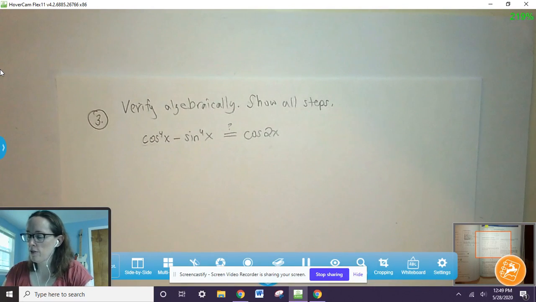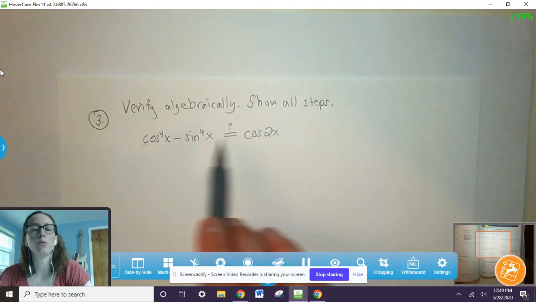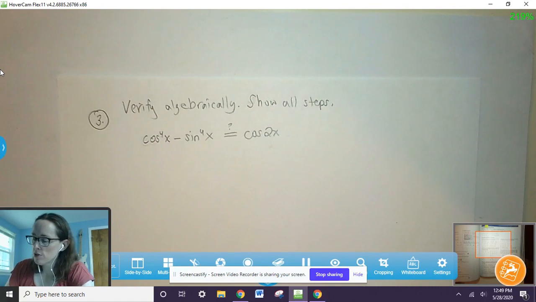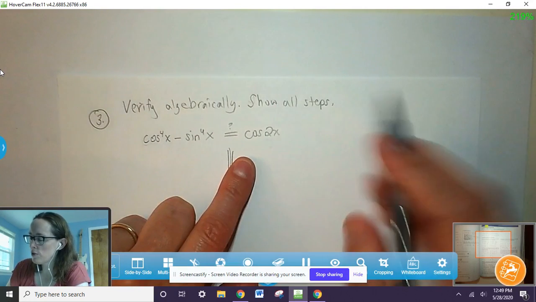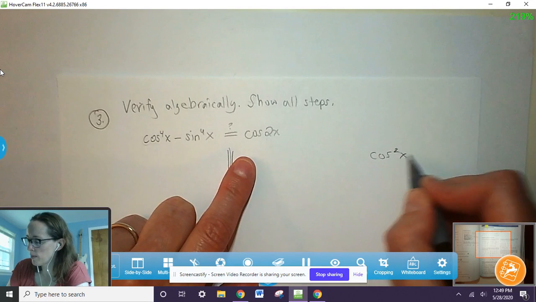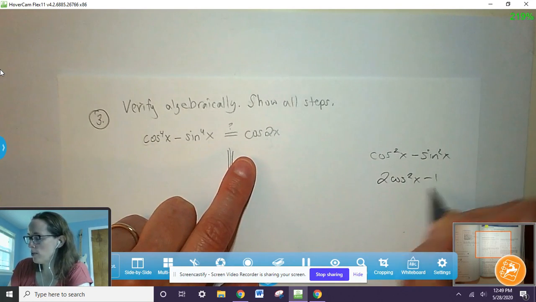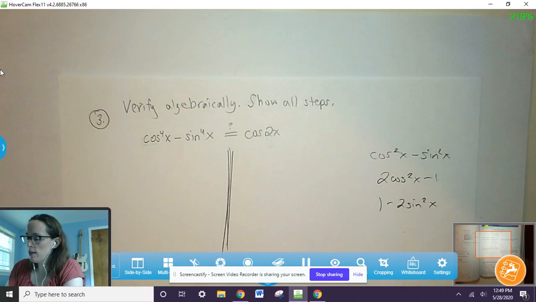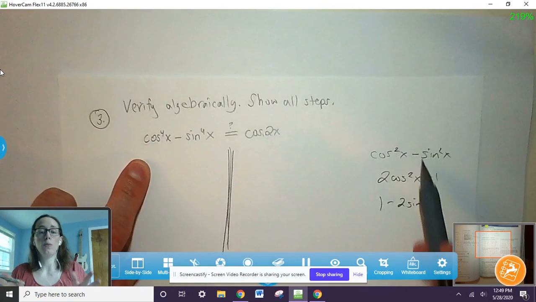On the left-hand side, I have cosine to the 4th minus sine to the 4th of x. And my claim is that equals cosine 2x. You can start on either side. If you were to start on this side, you might not be sure if you should use the cosine squared x minus sine squared x, the 2 cosine squared x minus 1, or the 1 minus 2 sine squared x version of the formula. You're not sure. So this is equivalent to any one of these. So if we can turn the left-hand side into any one of these, we'd be finished.